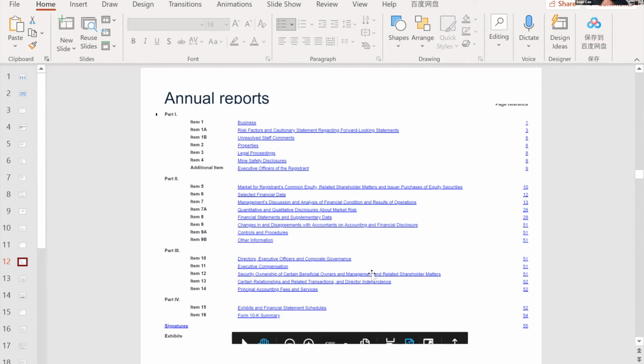So this is the structure of the 10-K. You guys need to do that.